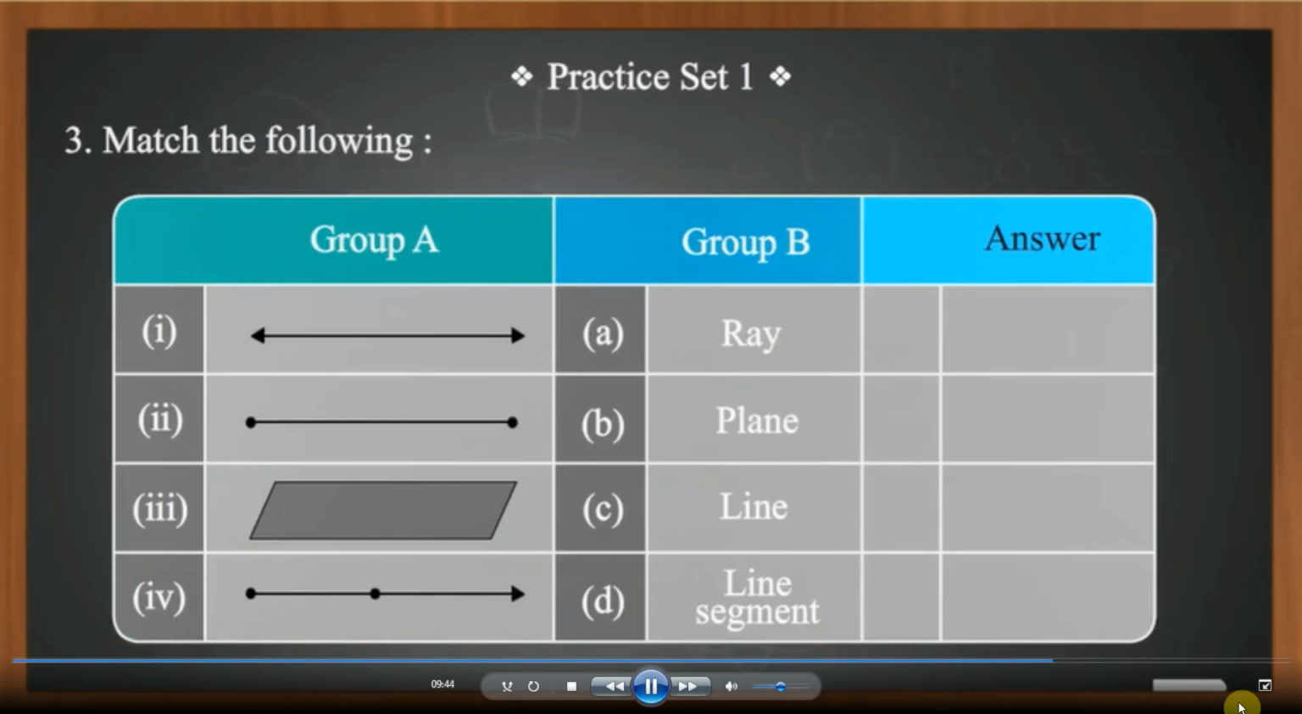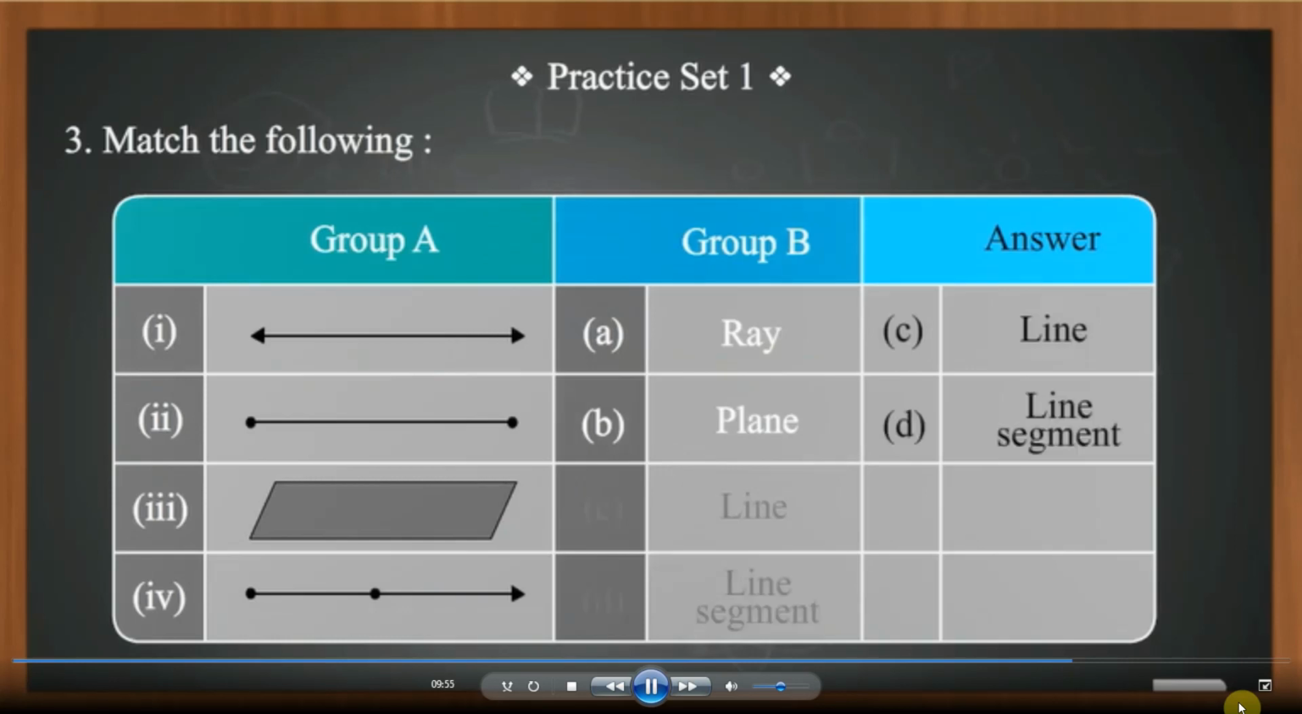Answer. Group A, 1. Group B, C, line. Group A, 2. Group B, D, line segment. Group A, 3. Group B, B, plane. Group A, 4. Group B, A, ray.